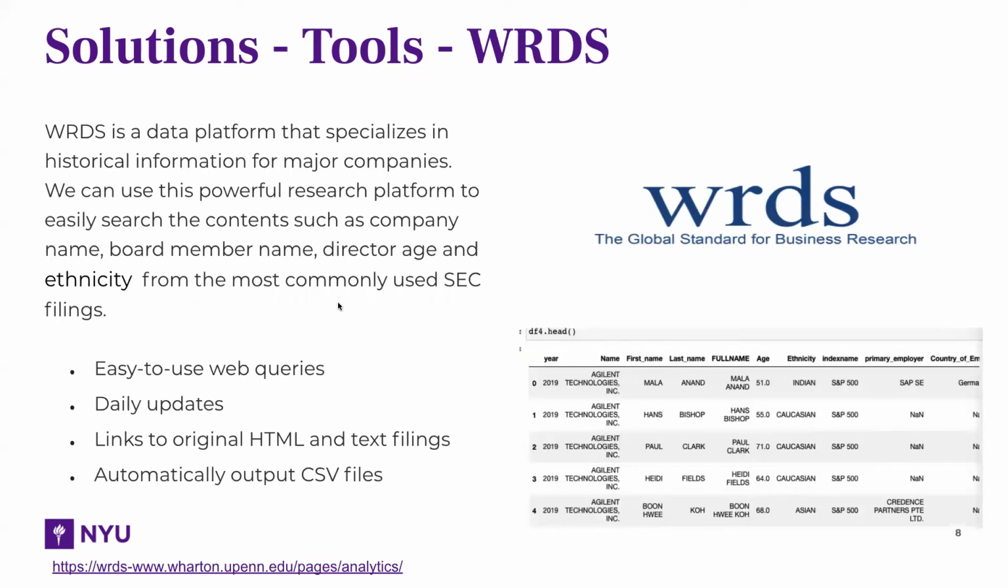WRDS is a data platform that specializes in historical information for major companies. We can use this powerful research platform to easily research content such as company name, board member name, director age, and ethnicities from the most commonly used SEC filings. It has easy-to-use web queries. It is updated daily. It has links to the original HTML and text filings. It generates CSV files as output automatically.